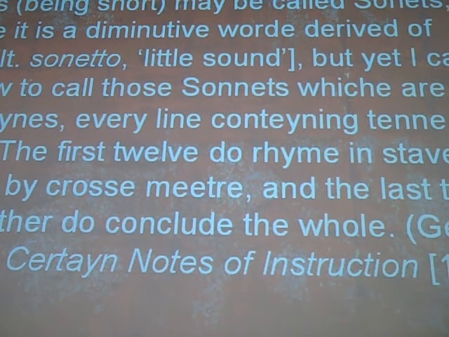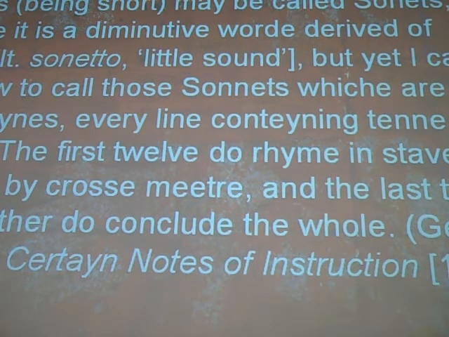In 1575, George Gascoigne says, this is what makes a sonnet. "Then have you sonnets. Some think that all poems, being short, may be called sonnets, as indeed it is a diminutive word derived of sonare, from the Italian sonetto, meaning little sound. But yet I can best allow to call those sonnets which are of 14 lines, every line containing 10 syllables." Which is absolutely right. The English sonnet is usually written in iambic pentameter. "The first 12 lines do rhyme in staves or quatrains, or 4 lines by cross meter, and the last 2 rhyming together do conclude the whole."